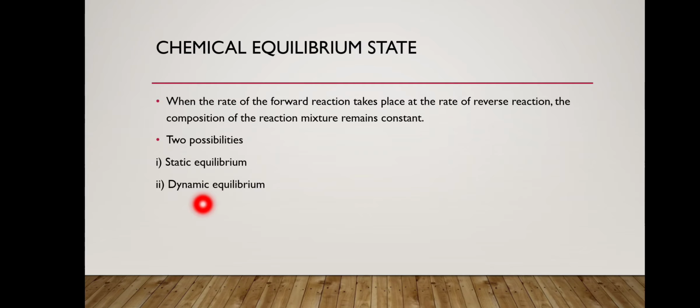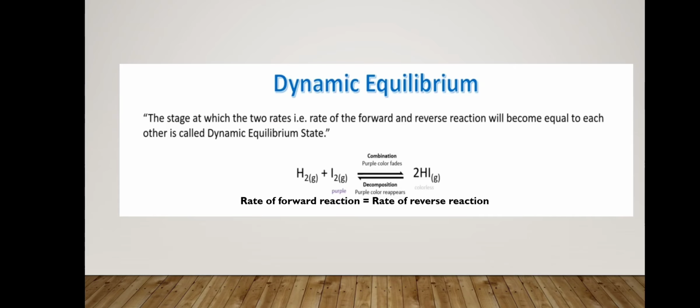Dynamic equilibrium: when the reaction does not stop. Only the rate of the forward and reverse reaction become equal to each other but take place in opposite directions, this is called dynamic equilibrium. Another definition in easy words: the stage at which the two rates, the rate of forward and the rate of reverse reaction, become equal to each other is called the dynamic equilibrium state.